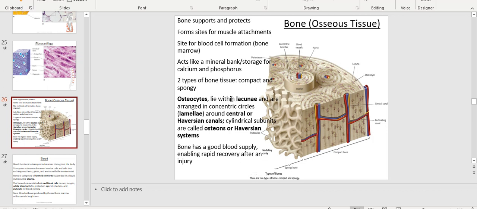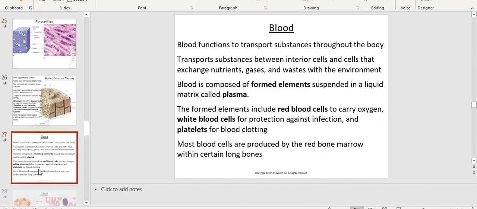Two types of bone tissue. There's compact and spongy. You'll see on the outside of the bone is what we call compact. You can see it down here. Okay. But then on the inside of the bone there, we get what's called spongy bone. And that's more involved there with the marrow. But y'all can have a look at this there.